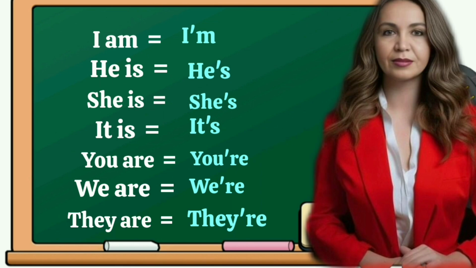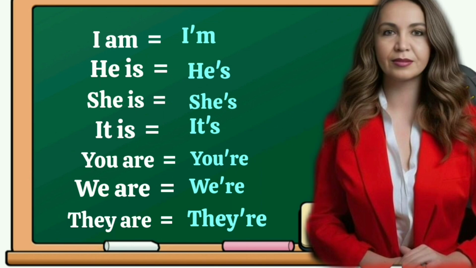Next, he is, and the contraction form is he's. Same as she is, the contraction form is she's. The next is it is. The quicker form, the contraction, is it's. You are becomes you're. We are becomes we're. They are, the contraction is they're.